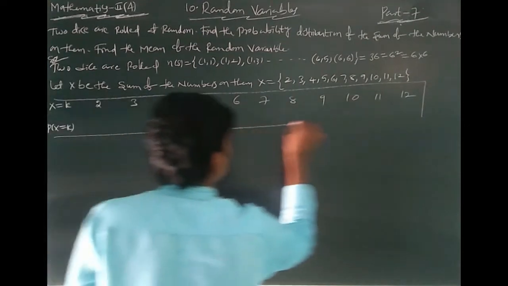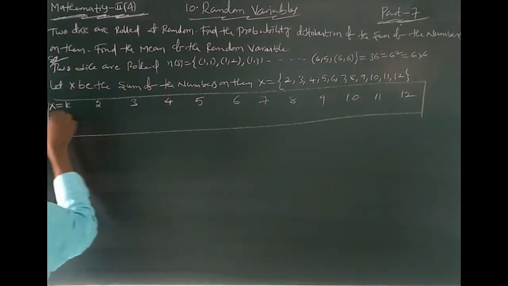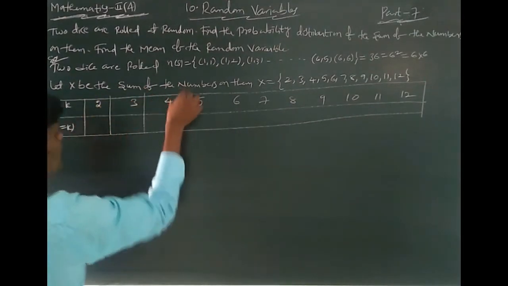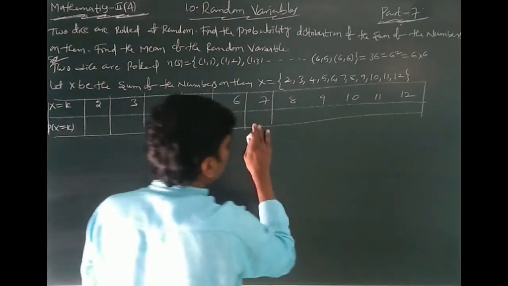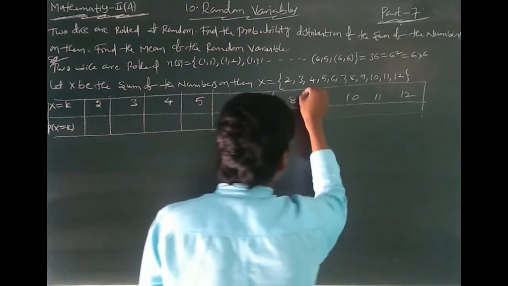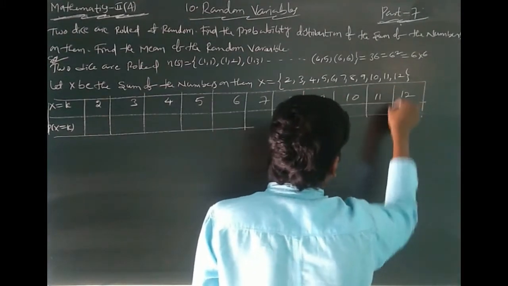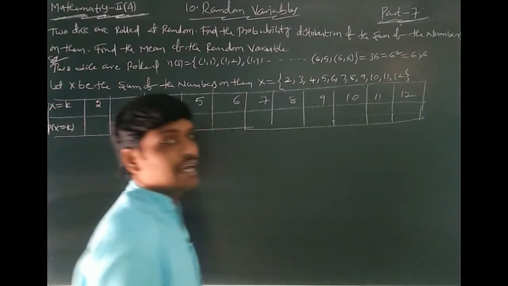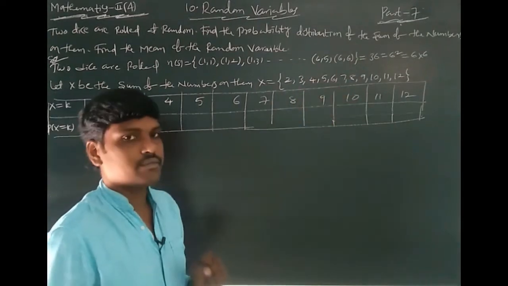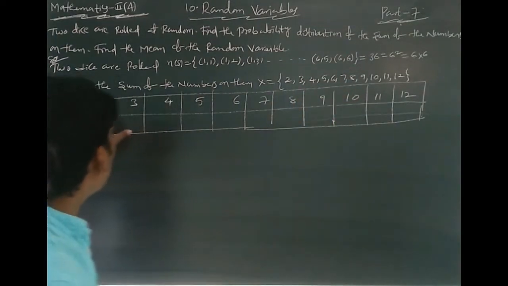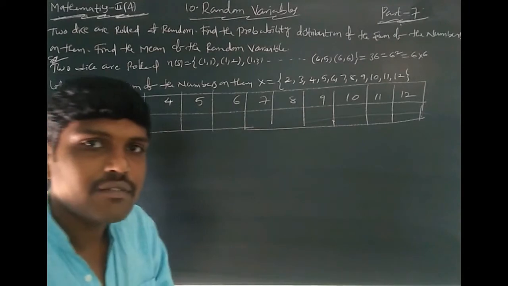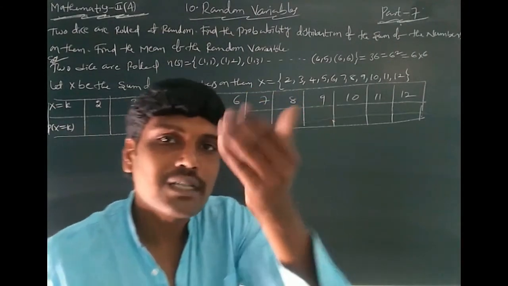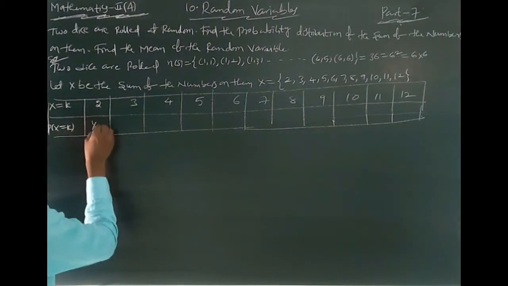Understood or not? First you construct the table. In this table, the sum of the numbers can be 2, 3, 4, 5, 6, 7, 8, 9, 10, 11, 12. In this way. Suppose the sum of the numbers is 2, how many cases are there? Only 1 comma 1, only 1 is there. Total sample space 36. Then we can write 1 by 36.